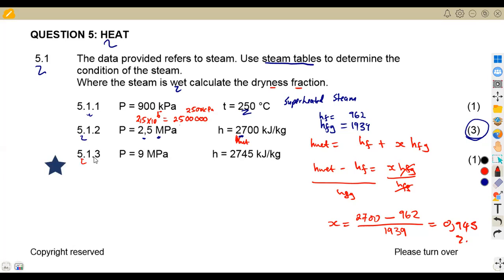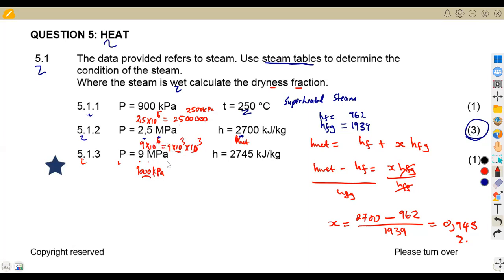Then in 5.1.3, we are given the pressure at 9 megapascals, which is 9,000 kilopascals. Remember, that's 9 times 10 to the power of 6, which means we've got 9 times 10 to the power of 3 times 10 to the power of 3, which is 1,000. Then the 10 to the power of 3 is the kilo. So that is what we have.